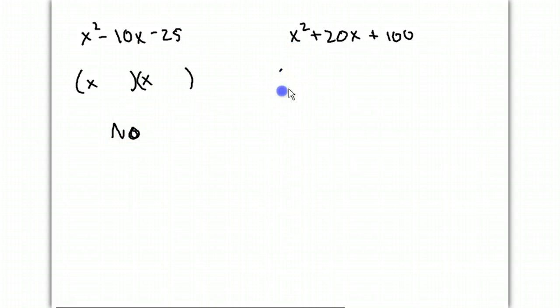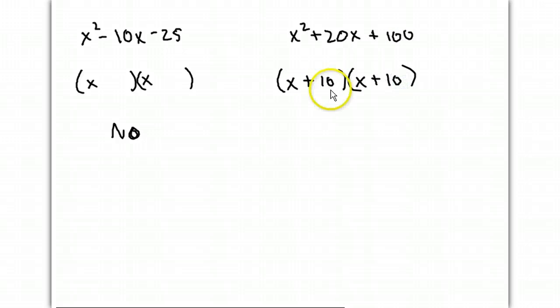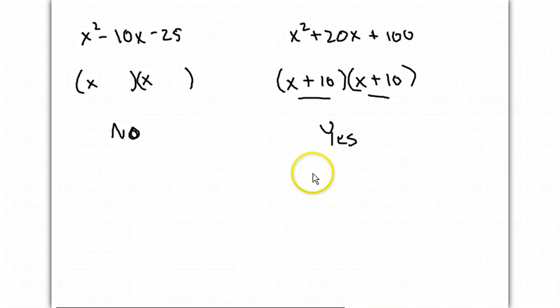Looking at this one, you want to ask yourself, what two numbers multiply to give you 100 but add to give you 20? Well, those two numbers are 10. You have x plus 10 times x plus 10, because 10 times 10 is 100, and 10 plus 10 is 20. Because these are both identical, this is a trinomial square. So the answer to this one would be yes, and the square will look like x plus 10 to the second power.